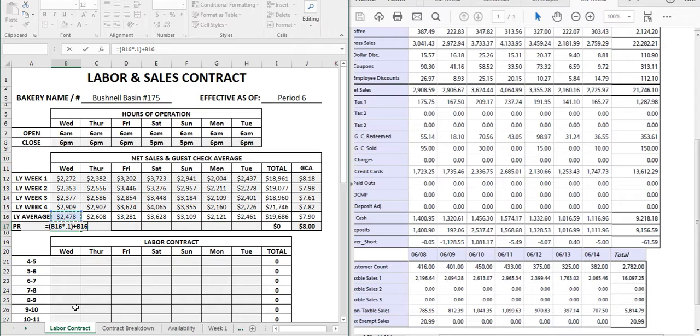I'm pressing enter. So now this right here, 2725, is a 10% increase projection of the 2478. And basically what you're going to do is put that formula in each individual day if you're projecting a 10% increase or whatever increase you're projecting.